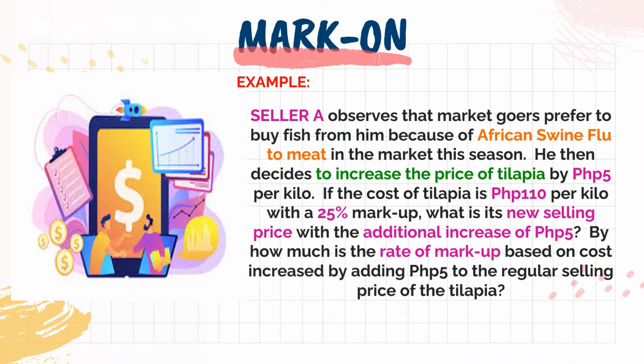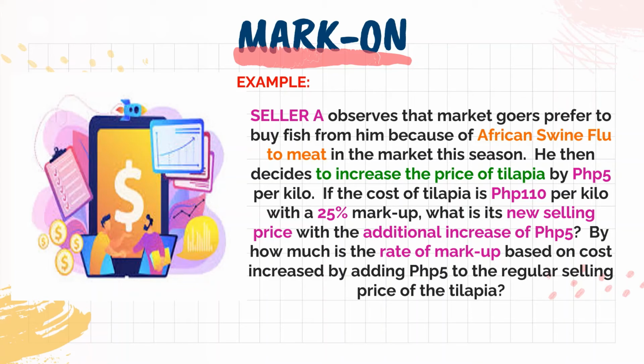Okay. For example, seller A observes that market goers prefer to buy fish from him because of African swine flu in the market this season. So meaning, walang masyadong bumibili ng karne. Mas maraming bibili ng isda dahil sa balitang African swine flu. He then decided to increase the price of tilapia. So pupasok na tayo sa mark-on. Dahil season ng mga isda, dahil hindi mabibili ang mga karne, so gagamit na ngayon ng mark-on.